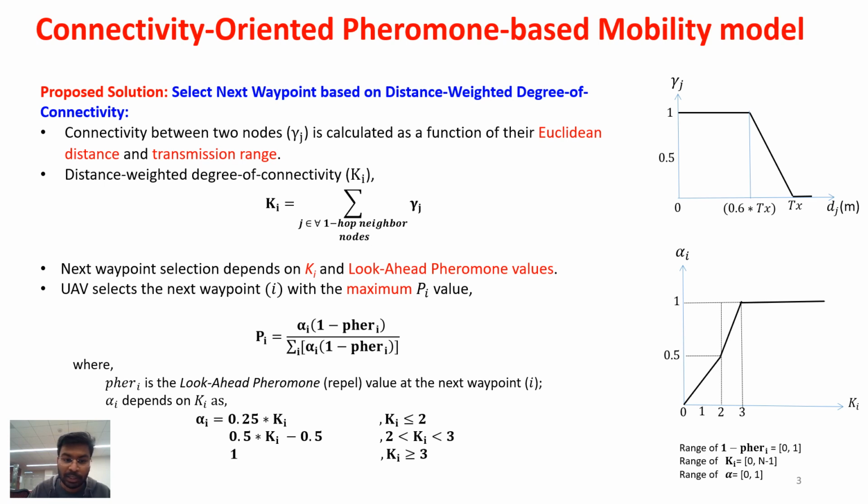The next waypoint selection depends on Ki and the pheromone values. The UAV selects the next waypoint with the maximum Pi value. Pi is denoted as seen here. Alpha i depends on Ki. Here, less weight is given to pheromone values at waypoints that do not favor connectivity.